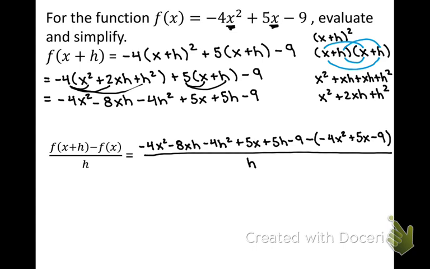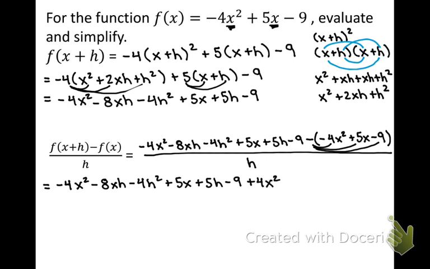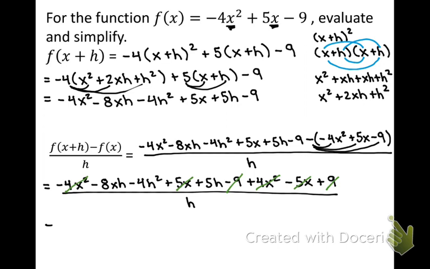All right, let's keep cleaning it up. We can distribute through to that f of x that we subtracted. That's going to leave me with, and right now I'm just copying over these first terms, negative 4x squared minus 8xh minus 4h squared plus 5x plus 5h minus 9. All those were just copied over. Now we're distributing. Plus 4x squared minus 5x plus 9 all over h. Here comes the beauty. See you later, 4x squared. See you later, 5x. See you later, 9. We now have negative 8xh minus 4h squared plus 5h all over h.